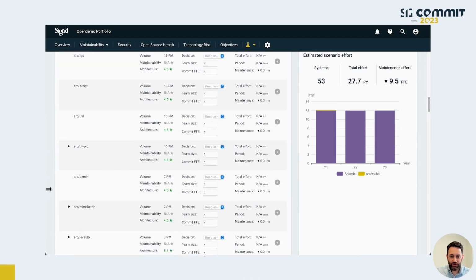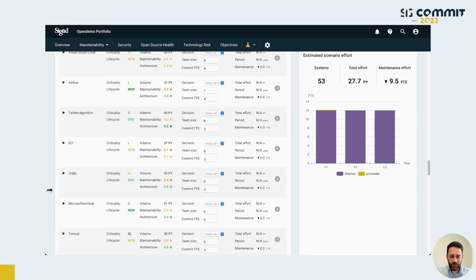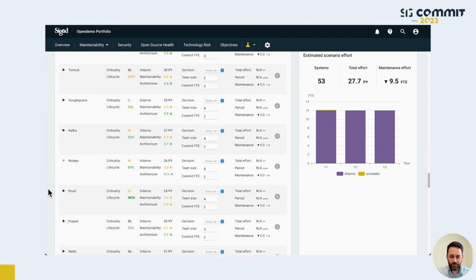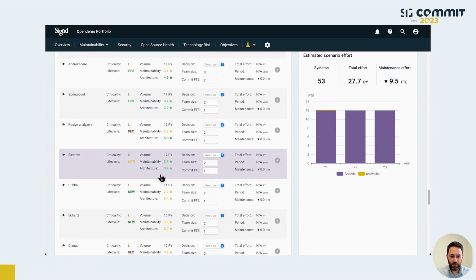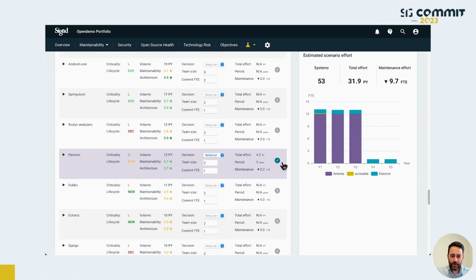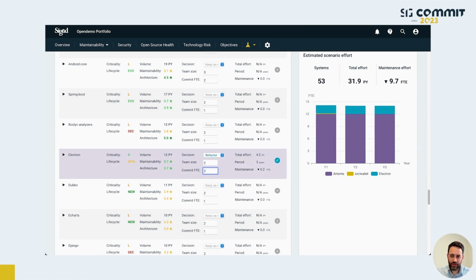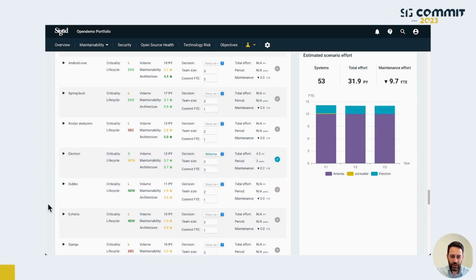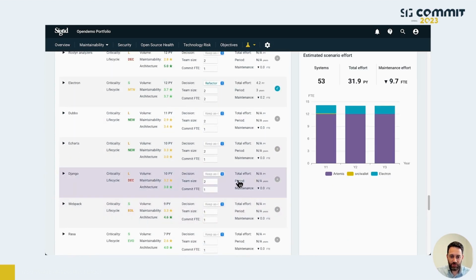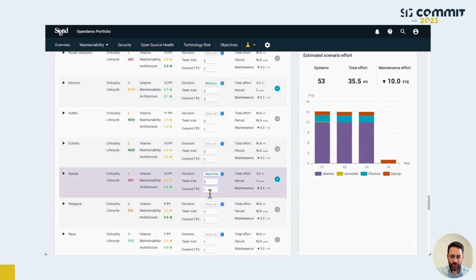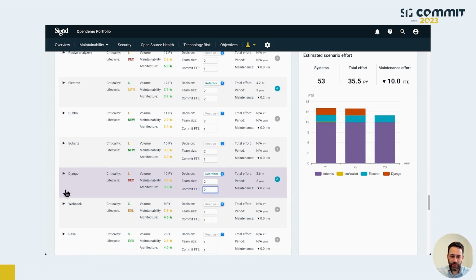Let's scroll down even further and we get into the somewhat smaller systems. Let's go for instance for Electron here. We're going to refactor that one, so load it up. This takes a little bit too long, so let's imagine that our commit is going to be a little bit higher. Let's load up Django 2 and re-architect that. Our commit is going to be higher too.